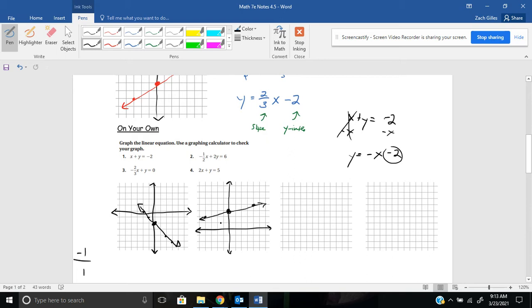For number 2. Number 3. Looks like we're going to go through the origin. Oops. Man, this is trickier than I thought it was going to be on my writing pad here to stay on these small lines. So it looks like I'm going through the origin, or 0, 0. And it looks like my slope is 2/3, so up 2 over 1, 2, 3. Same thing as down 2, left 1, 2, 3.